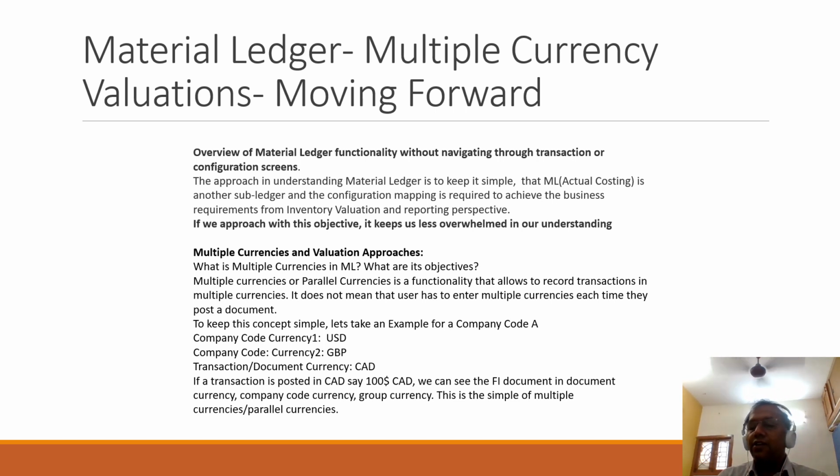Multiple currencies, or parallel currencies, is a functionality that allows recording a transaction in multiple currencies. It does not mean that the user has to enter multiple currencies each time they post a document. To keep the concept simple, I'm going to give an example. The company code currency is USD. Company code currency 2 is GBP. The transaction and document currency is the Canadian dollar. If a transaction is posted in Canadian dollars, say 100 Canadian dollars, we can see the FI document in the document currency, the company code currency, and the group currency. This is a simple example of multiple currencies and parallel currencies.